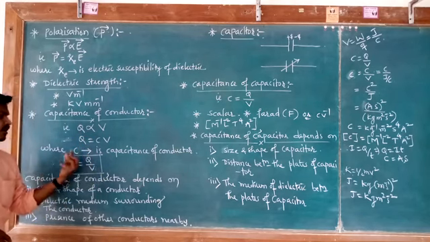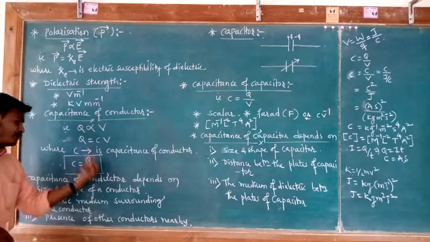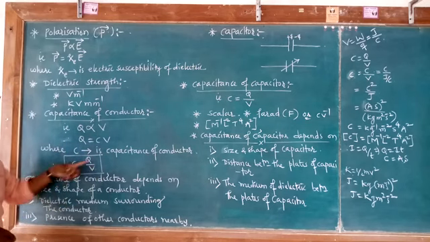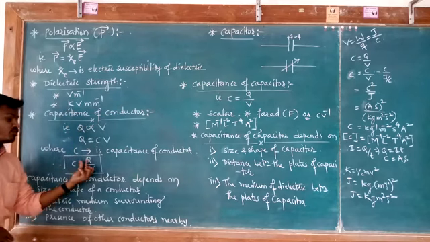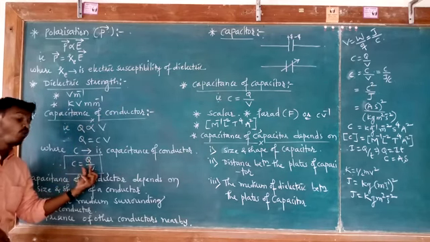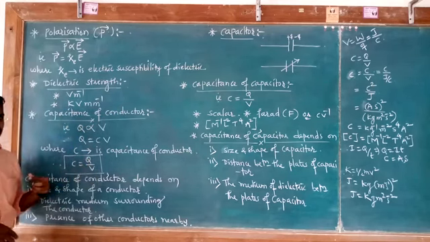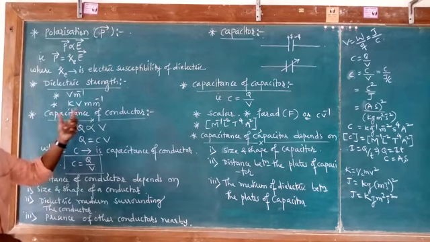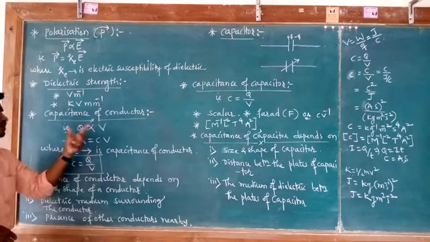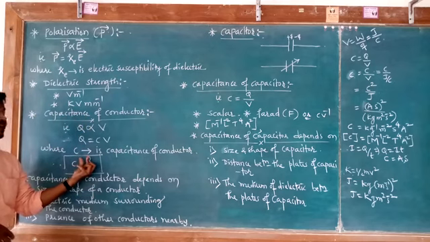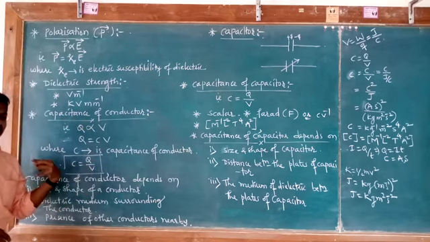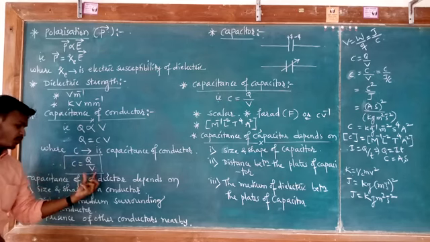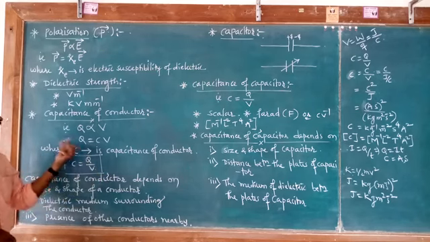In other words, the increase in potential of a conductor is denoted by V. By the help of it, the capacitance of a conductor is defined as the ratio of the charge given to a conductor to the increase in its potential. Simply that ratio is known as the capacitance of a conductor.